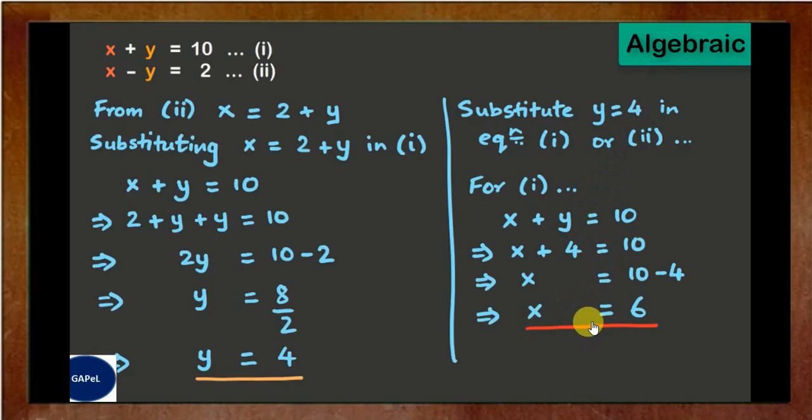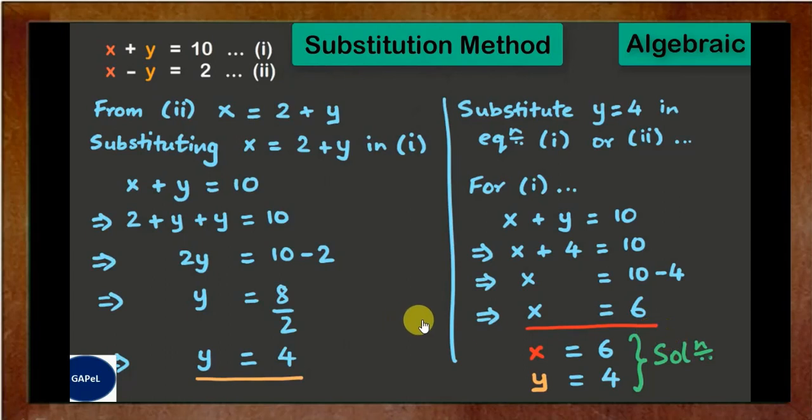So dear student, if you can see here, we got the value of y as 4, y means oranges, and x means apple. So by using this method, we are also getting the same answer. Okay, so x equal to 6 and y equal to 4. So this is my solution, and this method is called as substitution method. Okay, this is the first method of algebraic equation.